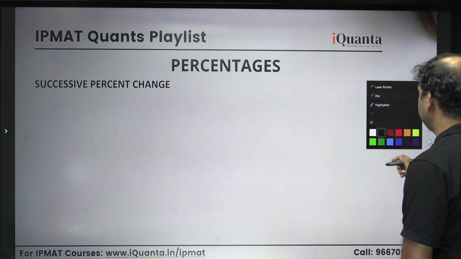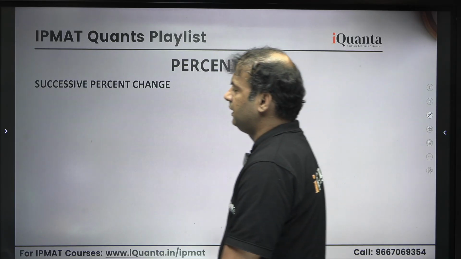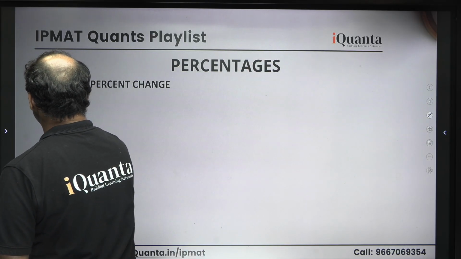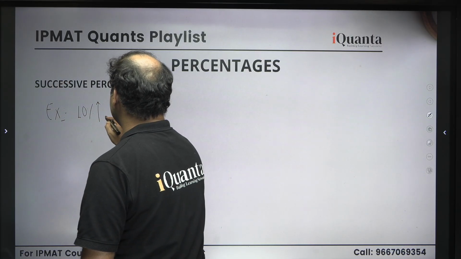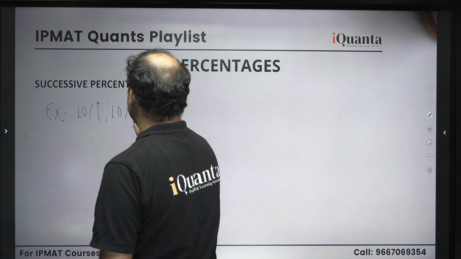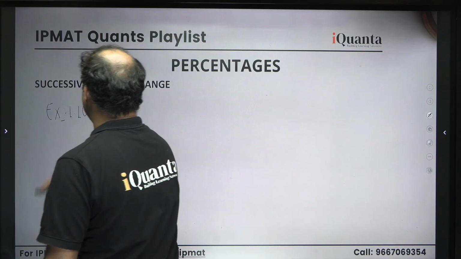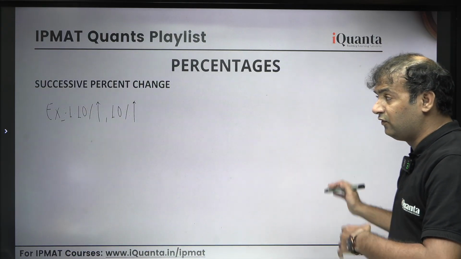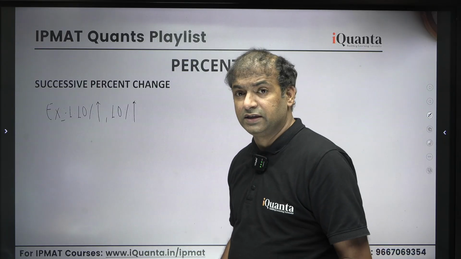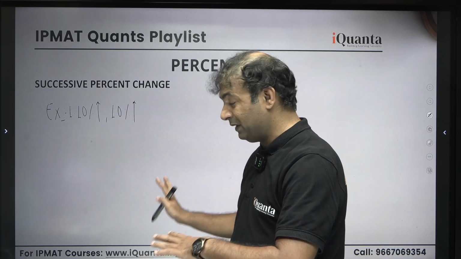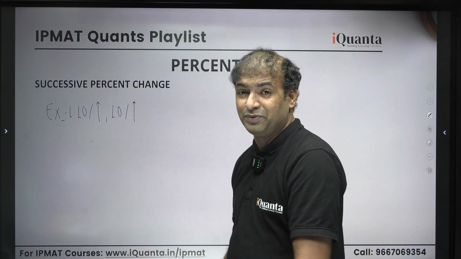Suppose I'm taking an example in which first there is a 10% increase, all right, and then again a 10% increase. So how do we solve this, guys? Suppose we have to find out the overall percentage change in this case. There can be a lot of ways of doing this, right? I would like to tell you the most basic method to find the overall percentage change.